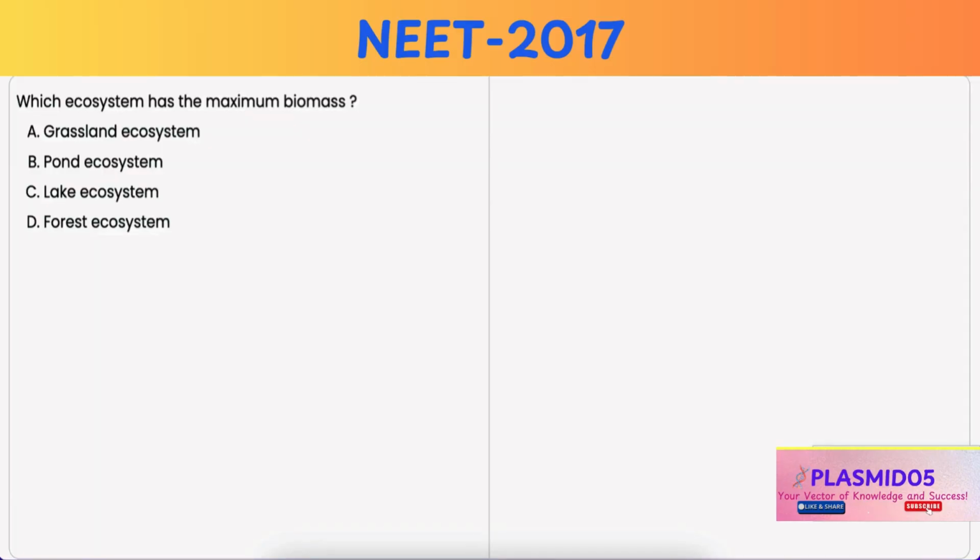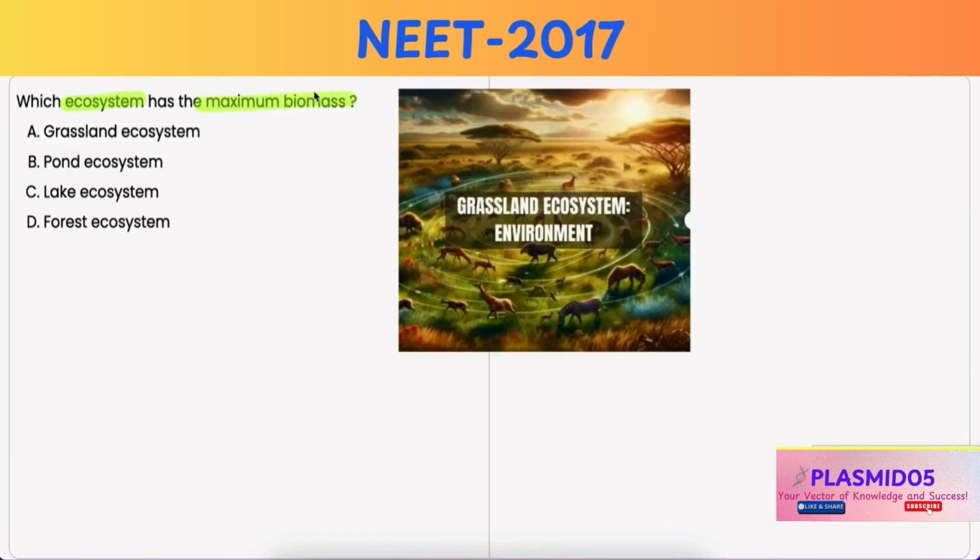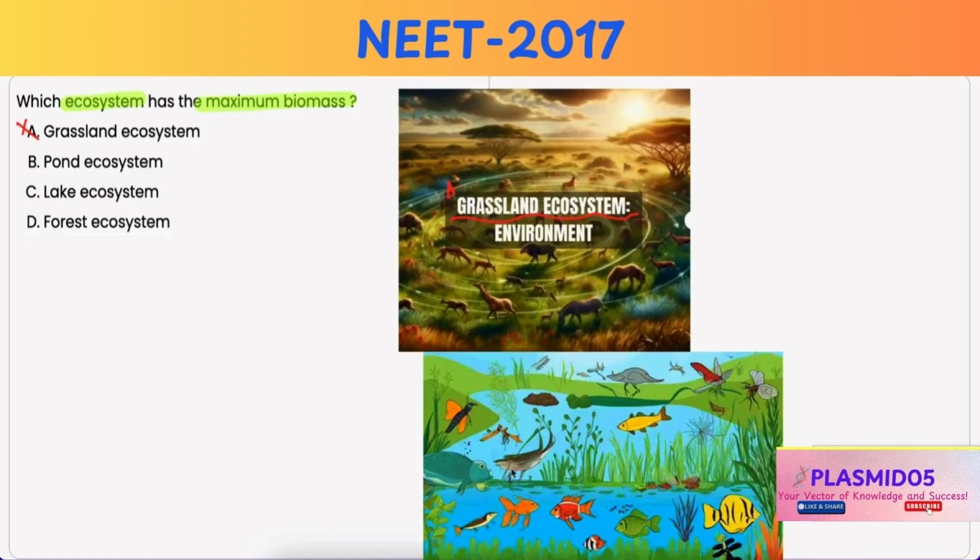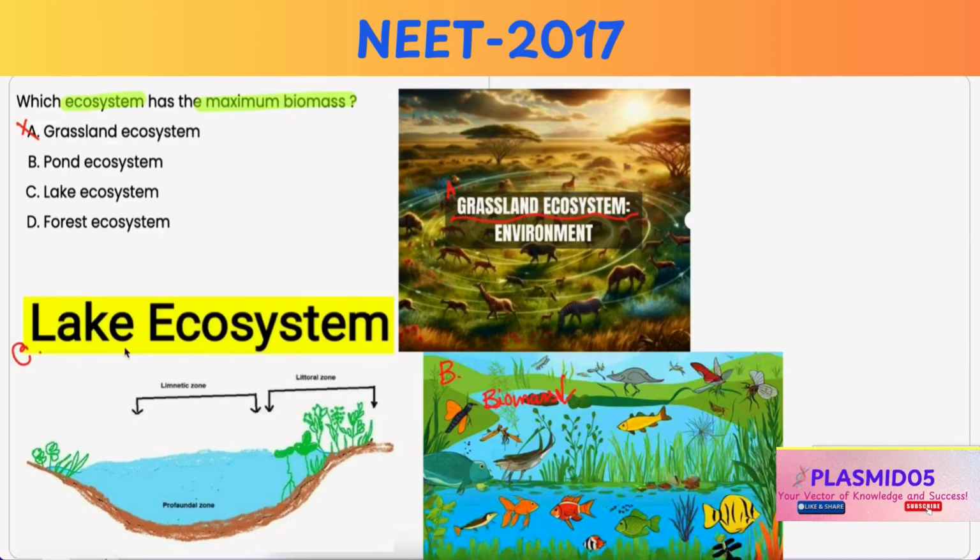In this question, you have to identify the ecosystem that has the maximum biomass. Option A, grassland ecosystem. Now, grasslands have moderate levels of biomass, primarily in the form of grasses and shrubs. Hence, it is an incorrect option. Option B, pond ecosystem. It is also incorrect because ponds are aquatic ecosystems with relatively low biomass. Option C, lake ecosystem. It is also incorrect because like ponds, lakes also have limited biomass.